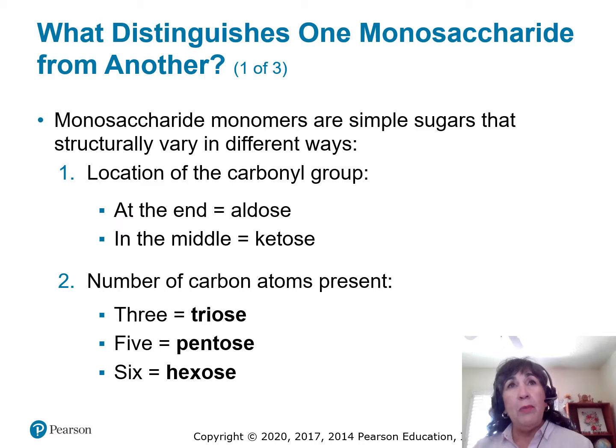Okay, so how can we distinguish one from another? One, it's the location of the carbonyl group. Is it at the end or is it in the middle? Is it an aldose or a ketose? Or how many carbons does it have? For example, in nucleic acids, we have a 5-carbon sugar, which is called a pentose, but glucose is C6H12O6. That is a hexose. So we can tell monosaccharides apart by the number of carbons they have.